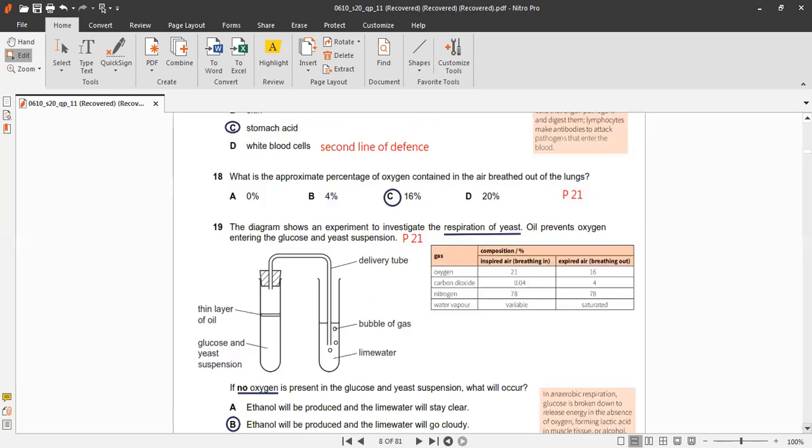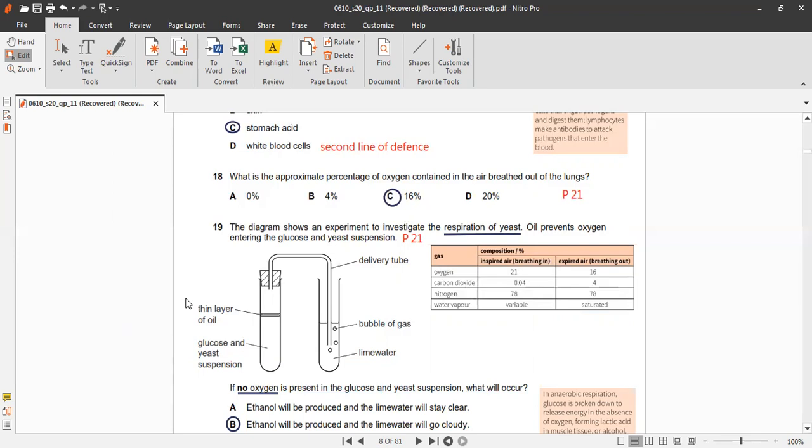What is the approximate percentage of oxygen contained in the air breathed out of the lungs? Yes, breathing out, the percentage of oxygen is 16.